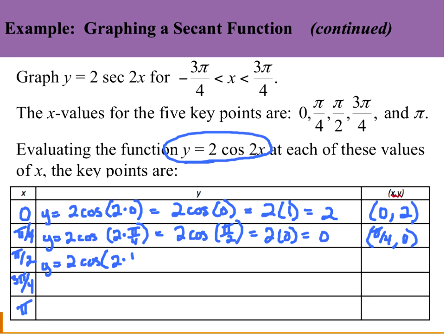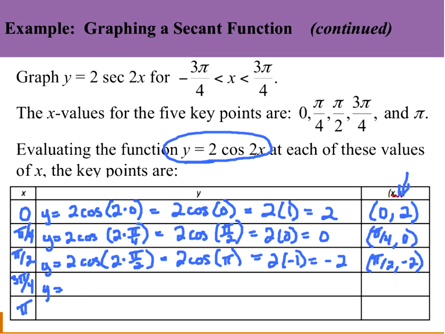Y equals 2 times the cosine of 2 times pi over 2, which is just 2 times the cosine of pi. The cosine of pi is -1. So we have pi over 2, -2. Remember, we had an amplitude of 2, so you can see that we've had the 2 and the -2 show up there.